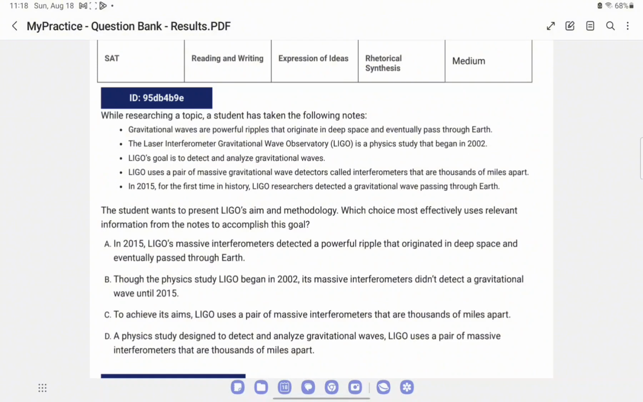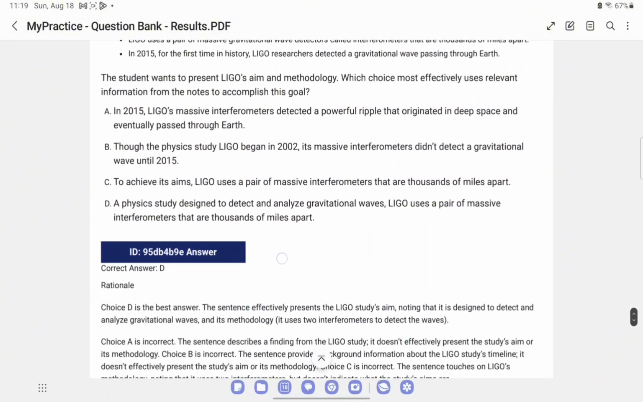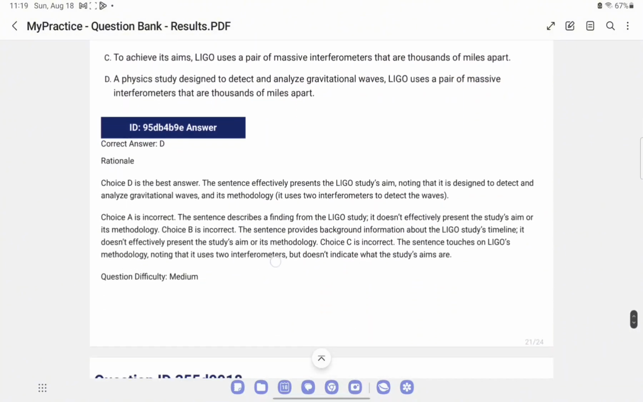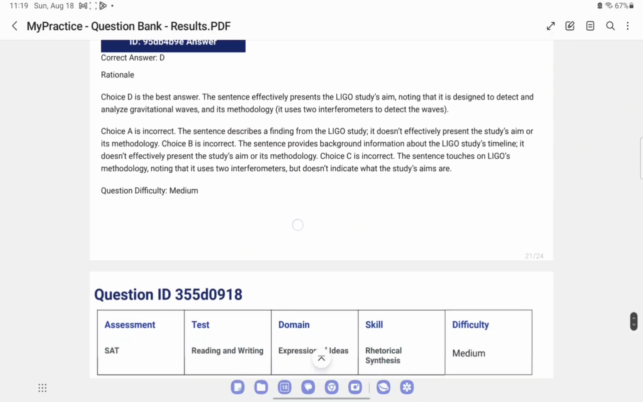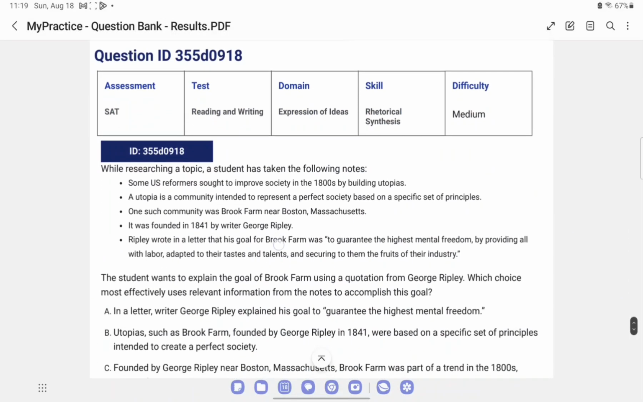Okay? So it's not C, because it's not giving me the message. It's not delivering. D, a physics study designed to detect and analyze gravitational waves. LIGO. Okay, so that's the aim of it. It's supposed to detect and analyze waves. LIGO uses a pair of massive interferometers that are thousands of miles apart, and it's showing the method that they use. So I think it's D. Don't you think? Because the other ones are not explaining the aim at all. It's just not telling us the aim and the methodology.